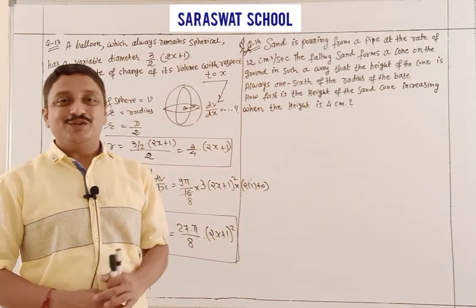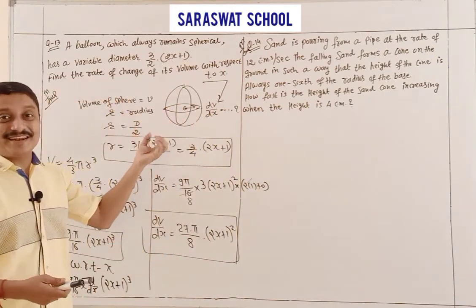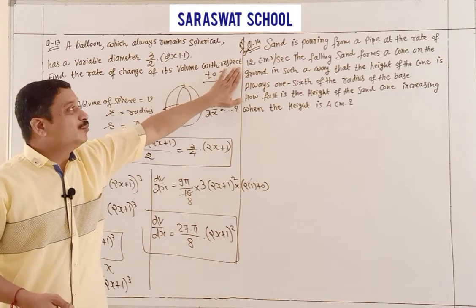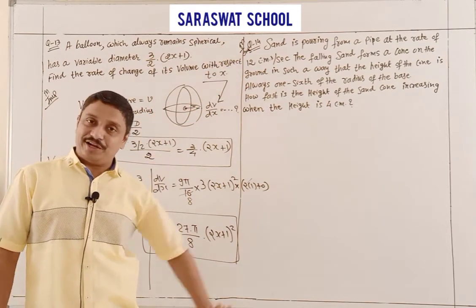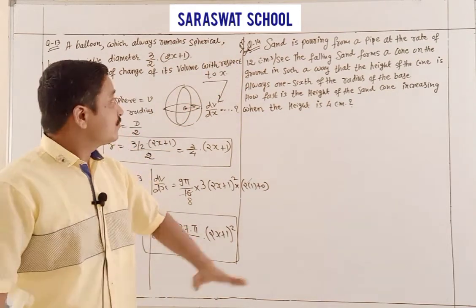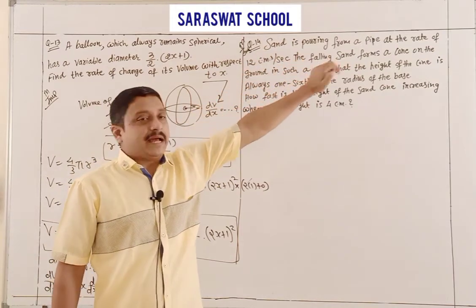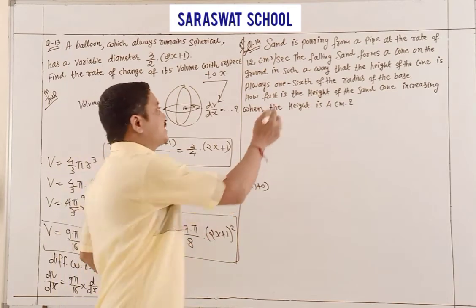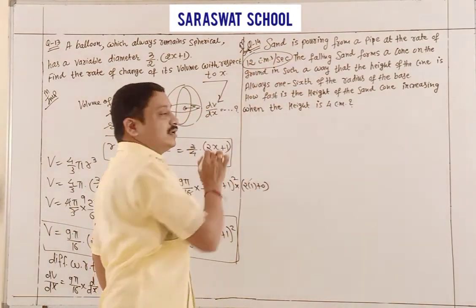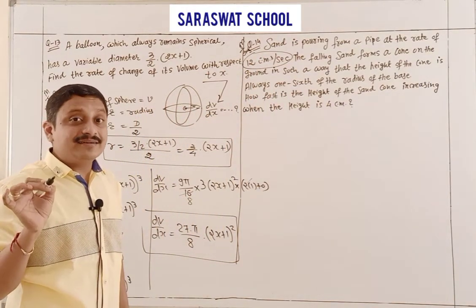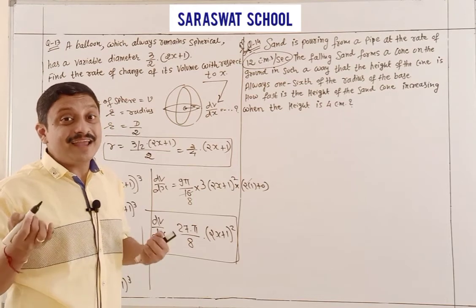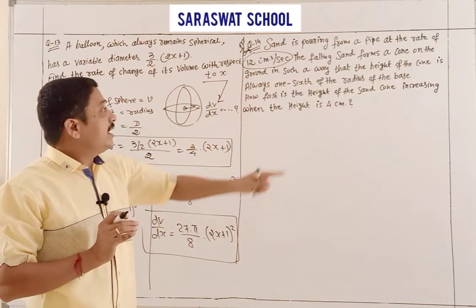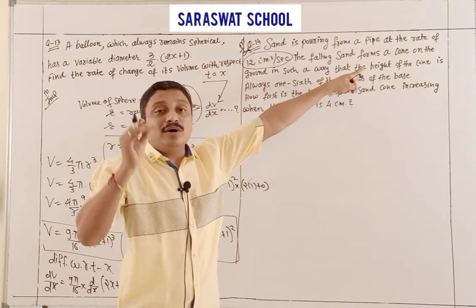I hope students you understood that type of numericals. Now one more important sum, most important, question number 40. So the question is: sand is pouring from a pipe at the rate of 12 centimeter cube per second. Students, here volume is given, and second is that time derivative with respect to time, and the falling sand forms a cone.